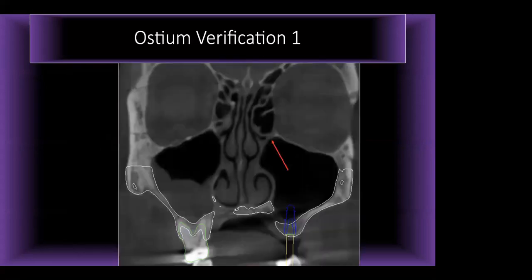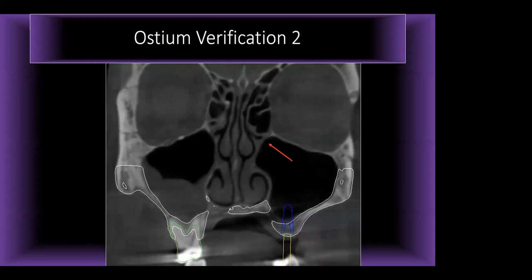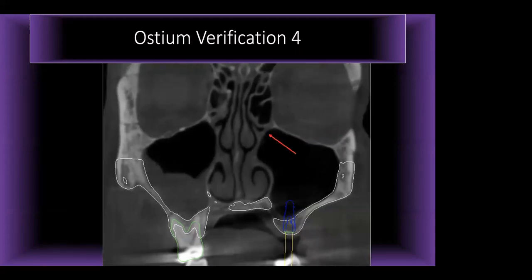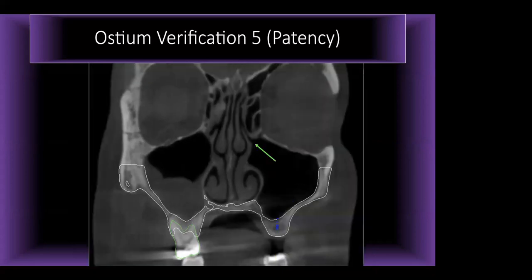And I'm going to show you the cross section. So look at my red arrows. You're going to go one at a time. So this is image 2, image 3, image 4, image 5, and you can see the opening there. Hopefully you can see this opening goes right through there. What that is telling us is that this patient has a patent ostium.